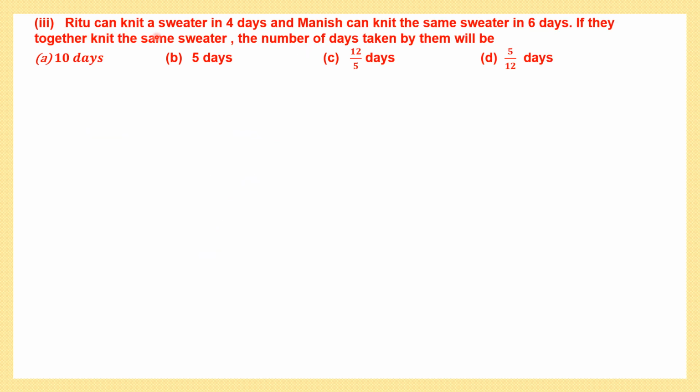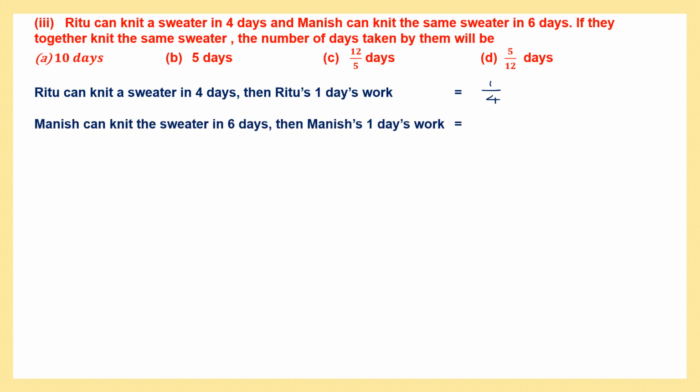Question 3. Ritu can knit a sweater in 4 days and Manish can knit the same sweater in 6 days. If they together knit the same sweater, the number of days taken by them will be one of these answers. So we have to always find 1 day's work. So let's begin by saying Ritu can knit a sweater in 4 days. So that means her 1 day's work will be 1 by 4. Similarly, Manish can knit the same sweater in 6 days, so Manish's 1 day's work will be 1 by 6.